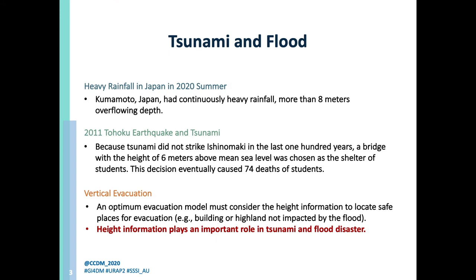On this page, we will use two examples to introduce tsunami and flood disasters. The first example is the heavy rainfall in Japan in the summer of 2020. The second example is the Tohoku earthquake and tsunami. Because a tsunami had not struck Ishinomaki in the last 100 years, a bridge with a height of 6 meters above mean sea level was chosen as the shelter for students. And finally, this decision eventually caused the deaths of 74 students.